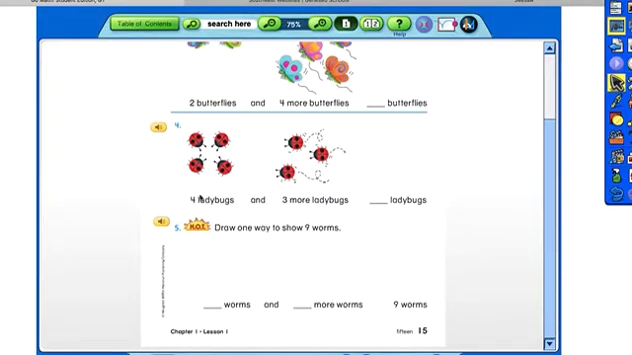You'll do the same thing for this problem. The last problem is a hot problem, and you are going to try this even though it's a challenge problem. It says draw one way to show 9 worms. I can't wait to see you try that hot problem. If you get it wrong, that's okay. I just like that you tried.